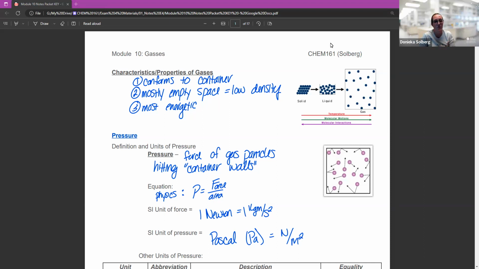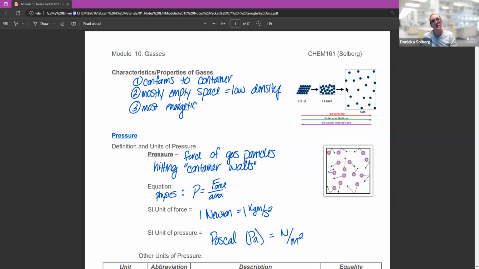So the characteristics or properties of a gas, these are probably things you already know, is that they conform to their container, right? They take up the whole space. They're mostly empty space. It's not like it's filled with a bunch of particles. So they have a very low density and they're the most energetic of the three phases of matter that we generally think of, right? Gases are moving faster and that's why they take up all of that space. They're not really affected by gravity.